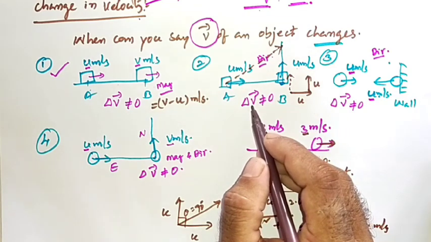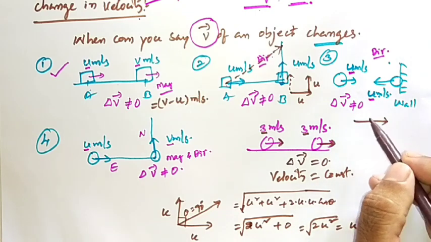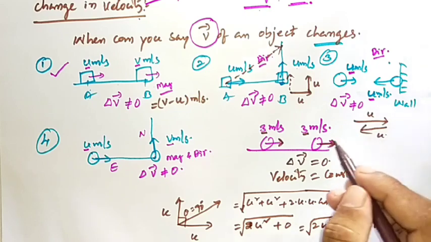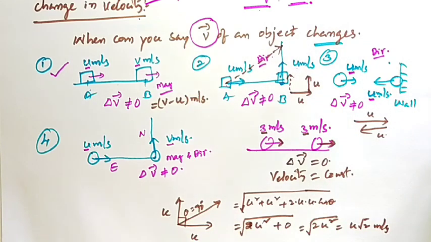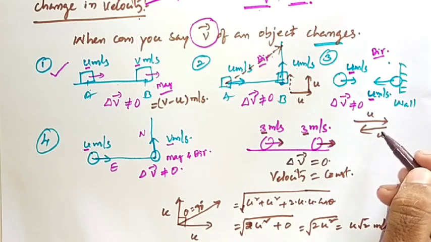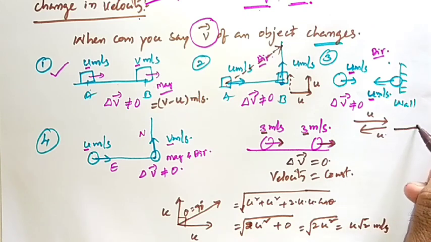Got it? Right. Coming to the third case. Now first the initial vector is this side, next the final velocity is this side. What is the change in velocity? Final minus initial. Most of the people will write 0 here. It is not 0. Why? These two should be in the same direction to add or subtract. So you change the final velocity vector to this side so that it is minus u.